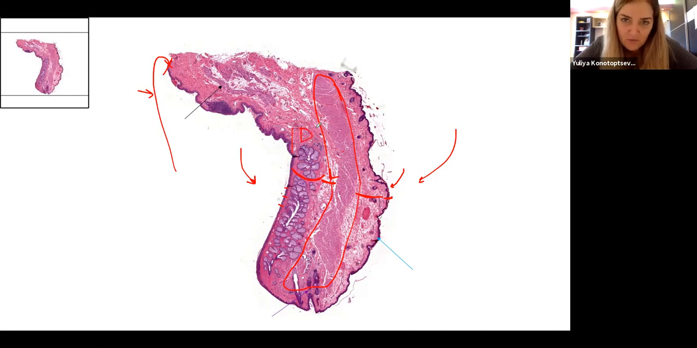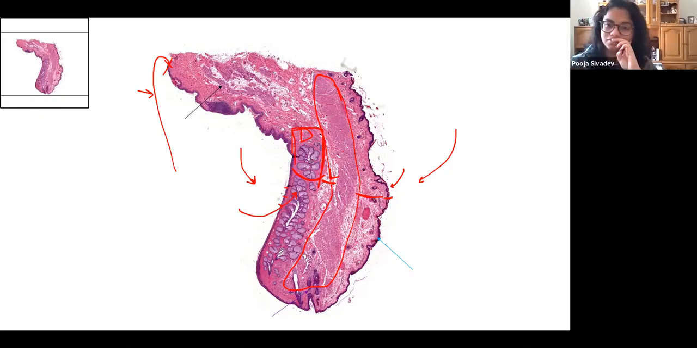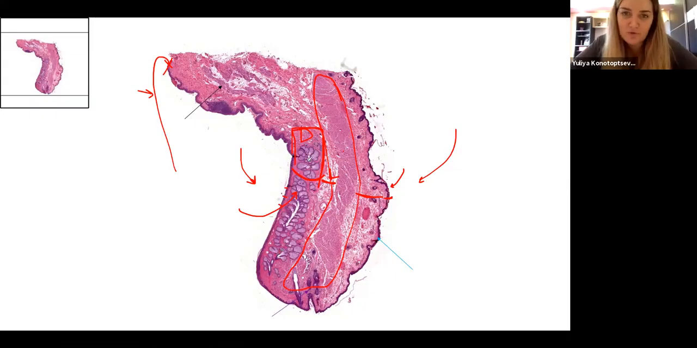So this area right here is known as the tarsal part. How do we call the gland in the tarsal part? Meibomian. Okay, so this is known as the meibomian sebaceous gland. It's the biggest sebaceous gland there is.